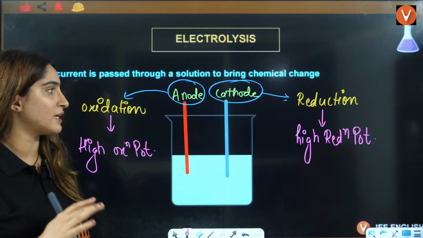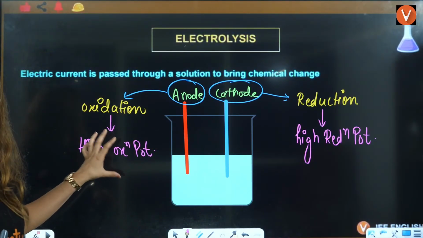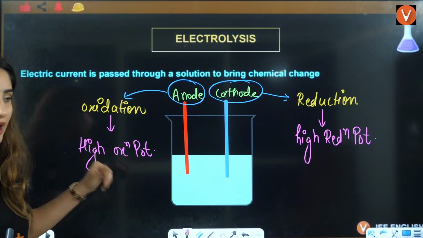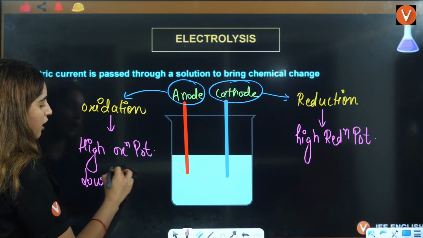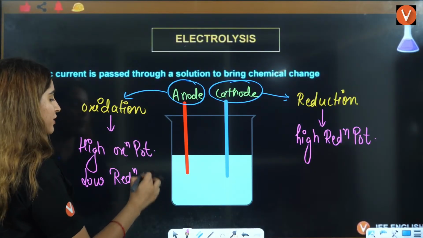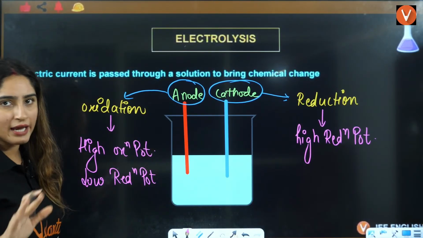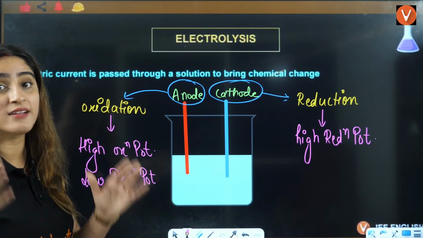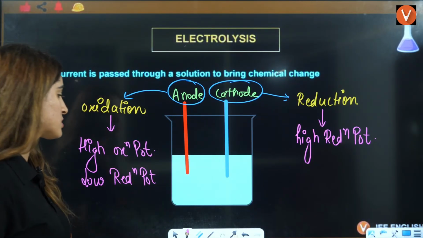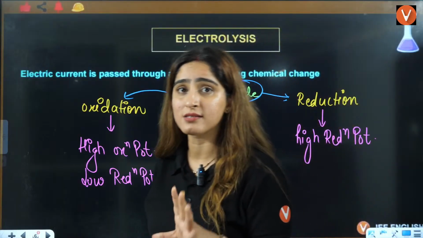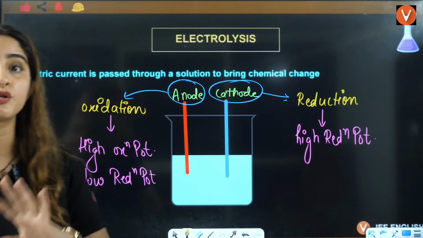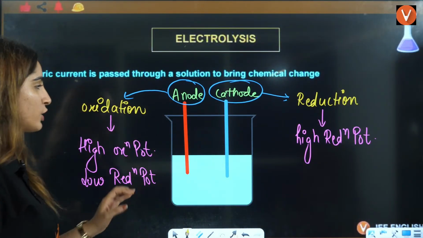So which is the product at the anode? Yes, that we will see. Here, that thing will be used which has high oxidation potential, or you can say low reduction potential. I would advise you, for anions, learn only oxidation potentials. Now we are going to discuss the cases one by one, and with these cases things will be completely clear in your head.